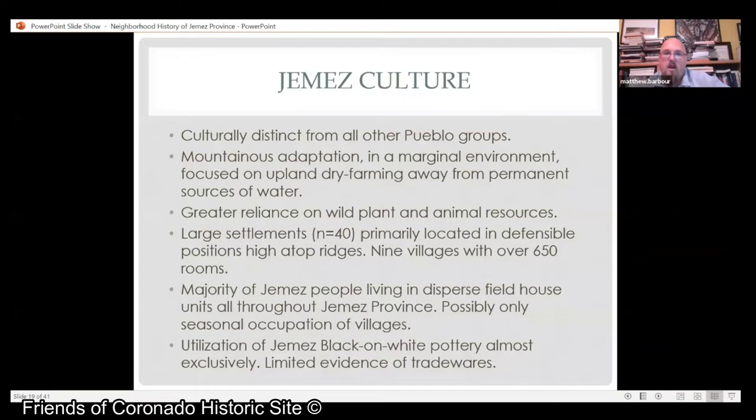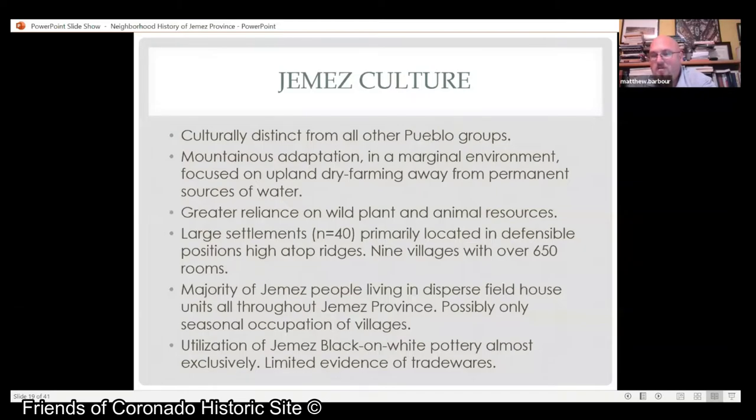It's a mountain adaptation in a marginal environment focused on upland dry farming away from permanent water sources. They have a greater reliance on wild plant and animal resources. They had very large settlements upon defensible positions, high atop the ridges. And you say, well, that's normal. Acoma is way on top of the ridges.